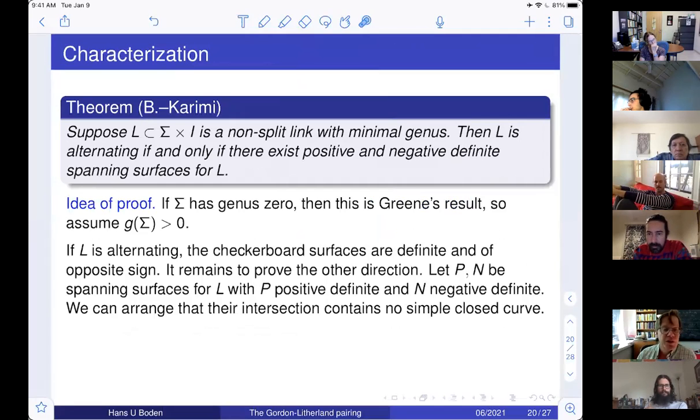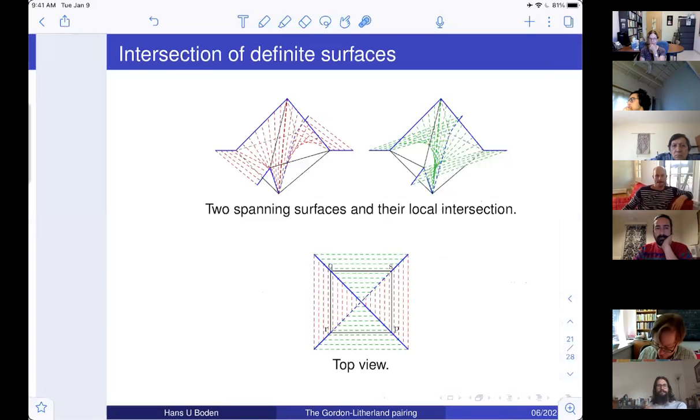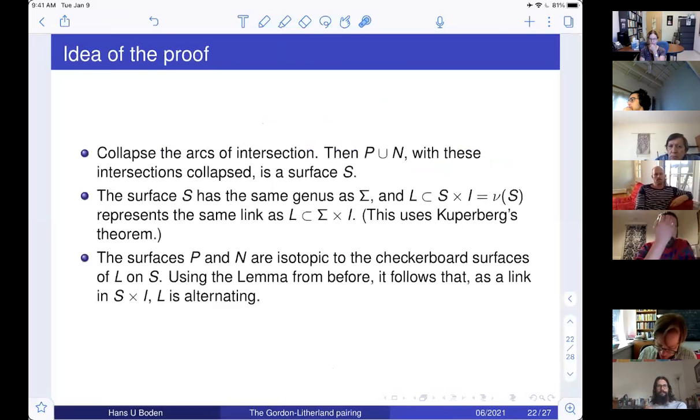So the theorem that generalizes the characterization of Greene and Howie is to show that this actually holds for any alternating link, not just the diagram. So if you give me a non-split link, that link will be alternating if and only if it admits a positive and a negative definite surface. And I don't think I have time to go through the proof. In fact, I wanted to get to the second application, which is to concordance. That's sort of the new thing. So let me skip ahead to that.